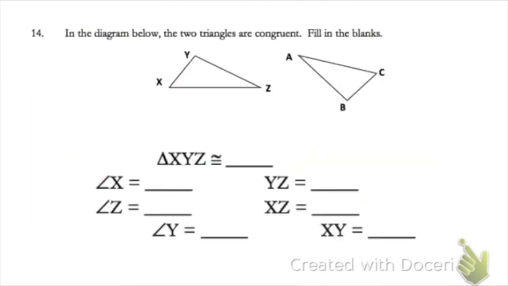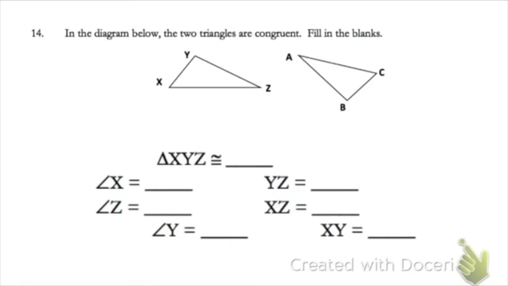Okay, on problem 14, in the diagram below, the two triangles are congruent. So I am telling you that they are congruent, and you are going to fill in the blanks. So we kind of have to rotate our second triangle so that we can see corresponding angles. And let's do that first.